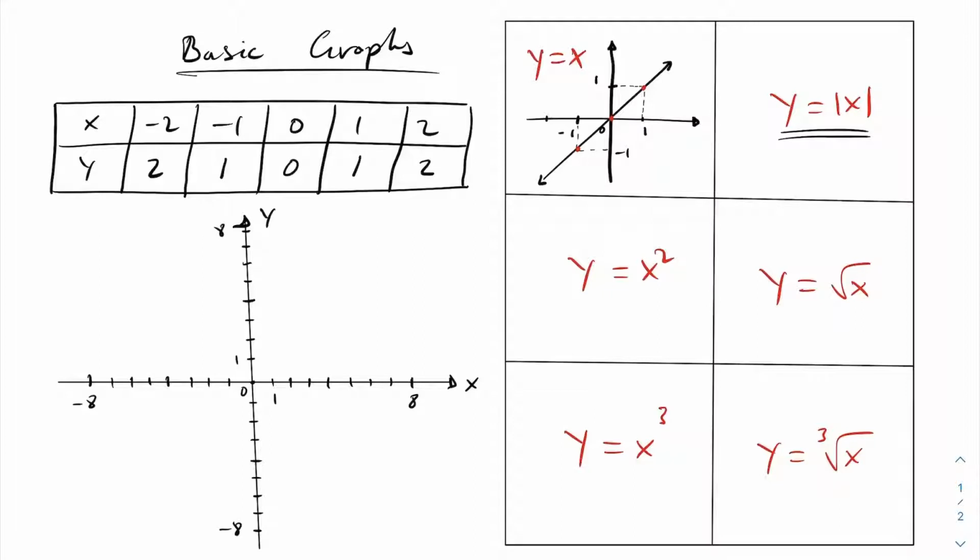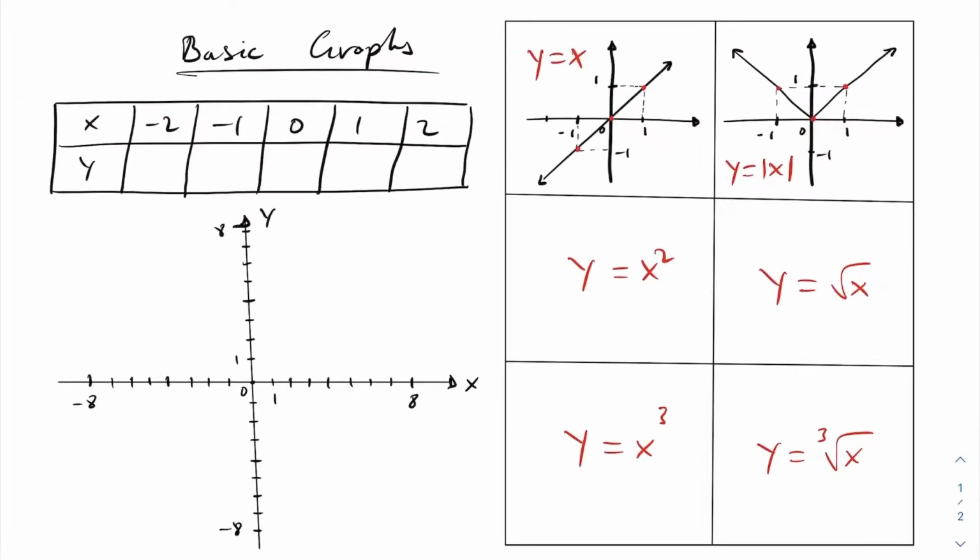And so with this, you can plug them into our plane again. We're going to have the point -2 and 2, -1 and 1, 0, 0, 1, 1, and 2 and 2. And so with these 5 points, you can see that your draft will look like this.